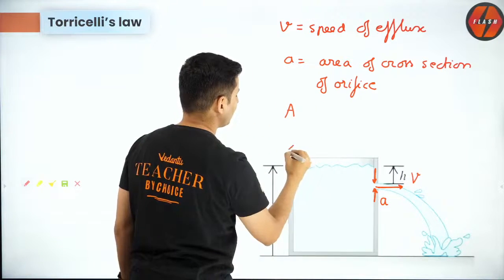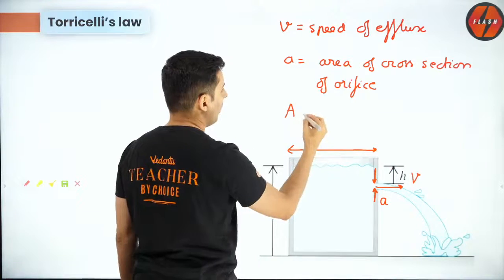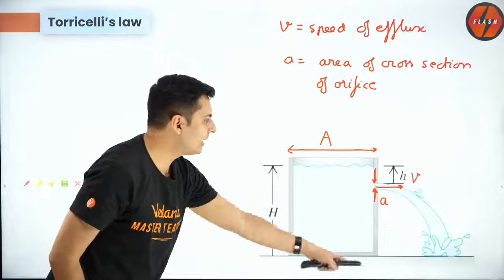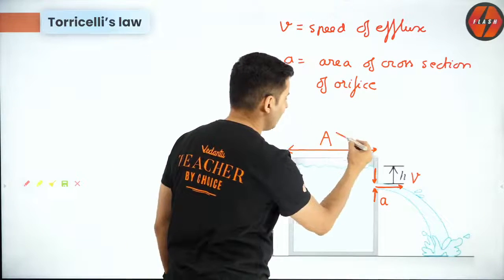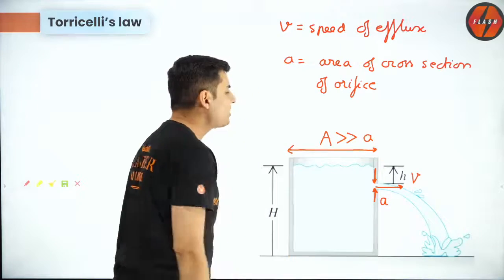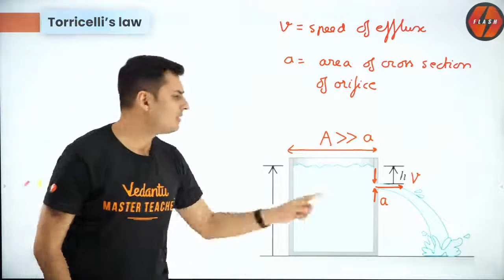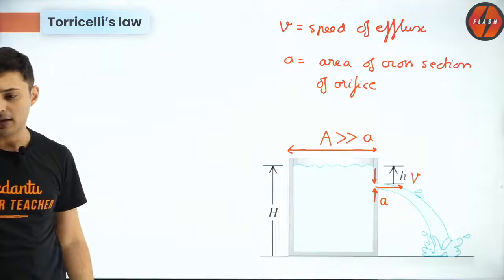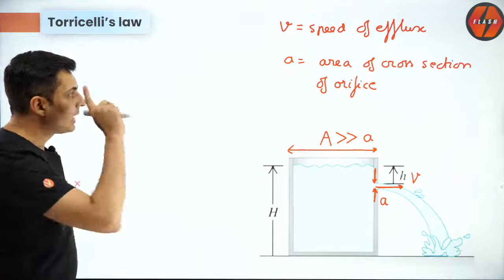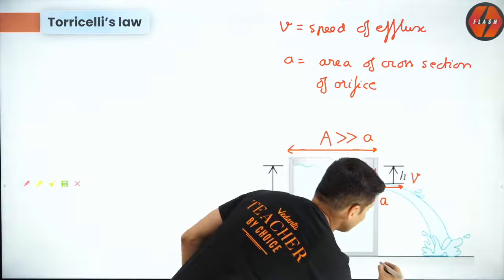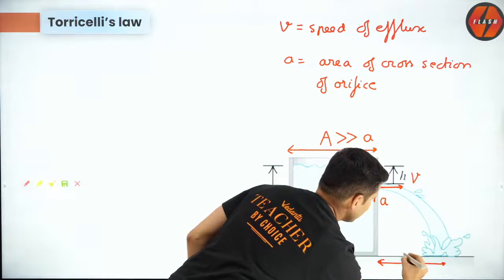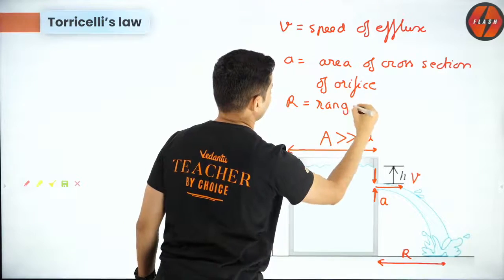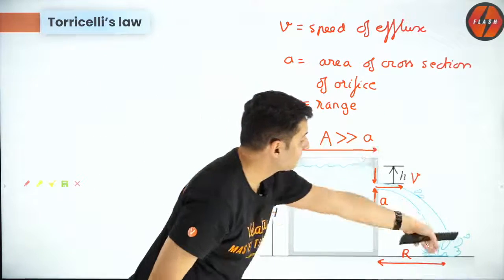And capital A is the area of the container or the tank itself, and this is generally much larger than the opening out here. Generally these openings are like a pinhole, a small hole, so this is generally very large, very important. Now next thing, there will be some range over here. This is R, so this is called the range of the fluid from the bottom of that container.